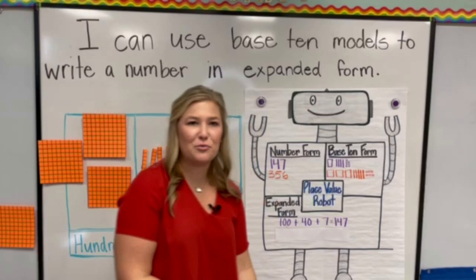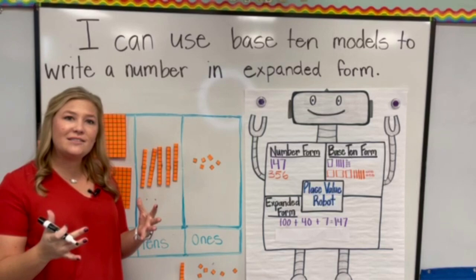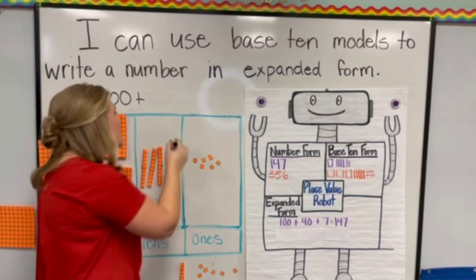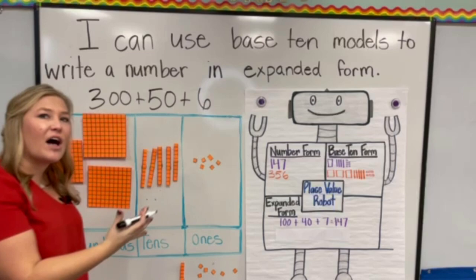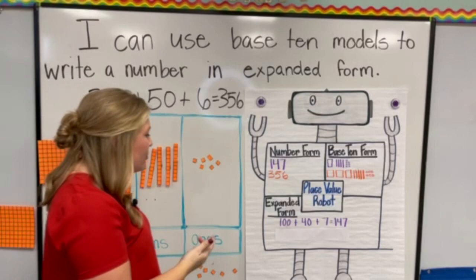Now let's write it in expanded form. In expanded form, I'm going to start with my hundreds column. I have 3 hundreds. 3 hundreds is 300. So I'm going to write 300 plus my 5 tens, which is 10, 20, 30, 40, 50, plus my 6 ones. Now I can see the value of each digit in my 3-digit number. And I know it's going to equal my number form. Go ahead and add 356 in expanded form to your place value robot.